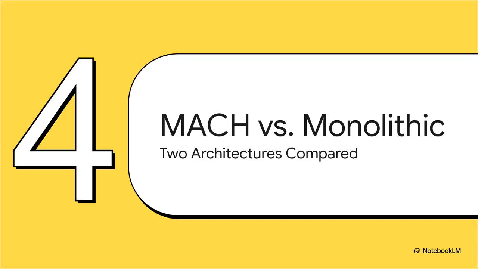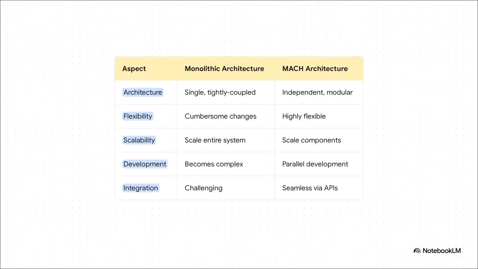To really understand why MACH is so different, it really helps to compare it to the old way of doing things, what we call the monolithic system. So let's put them head to head. The difference here is just night and day. A monolith is one giant tangled system. MACH is a team of independent specialists.